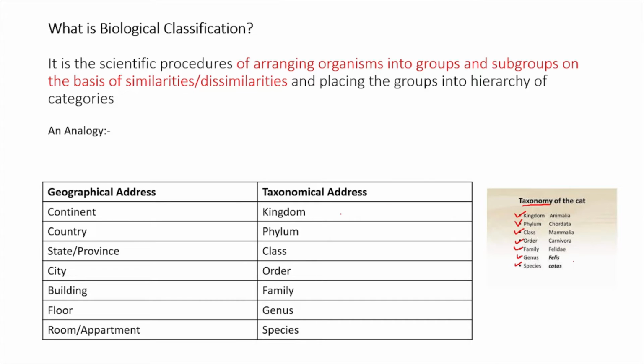So this is the higher hierarchy of classification, kingdom, and then as we move downwards from kingdom to phylum to species, we have the lower hierarchies of classification.